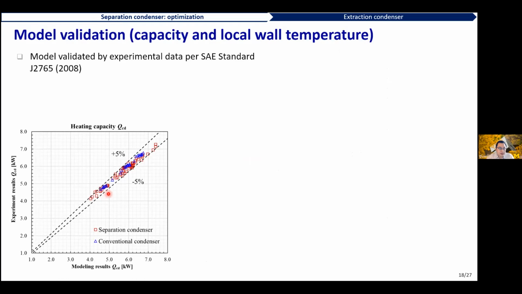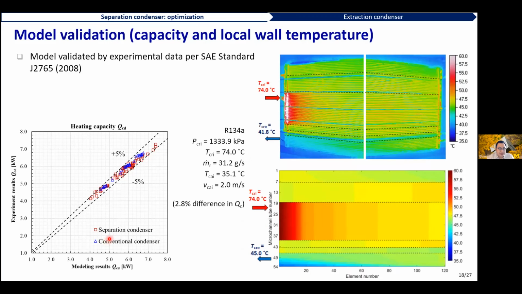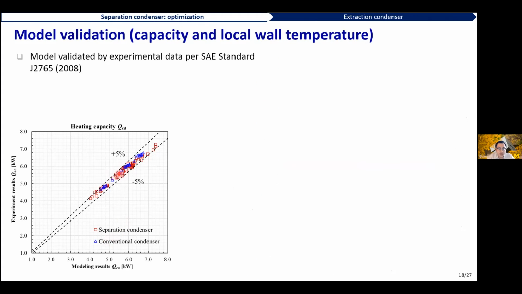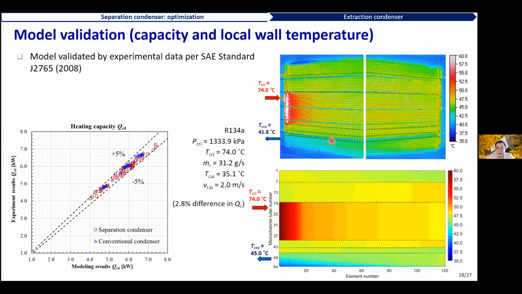On bulk, here I'm showing an example of the comparison between the experimentally measured condenser capacity versus the model-calculated condenser capacity at the same inlet condition. So we can see that they agree very well. And not only that, when we compare the infrared image with the local temperature for the condenser with the model prediction of the wall temperature, we can see that the temperature distribution also matched very well.